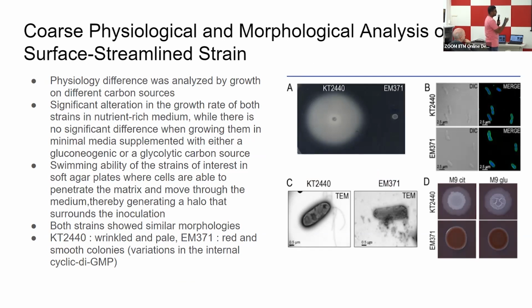C figure shows the flagella. In the parent strain, we can see clearly that flagella is present, while in the modified strain, this is the TEM image. The modified strain doesn't have any flagella. And in the D figure, the upper one is of the parent strain, where we can see that the colonies are pale, from white to pink color. Also, they are wrinkled. But in the case of modified strain, red color and smooth colonies are formed there.